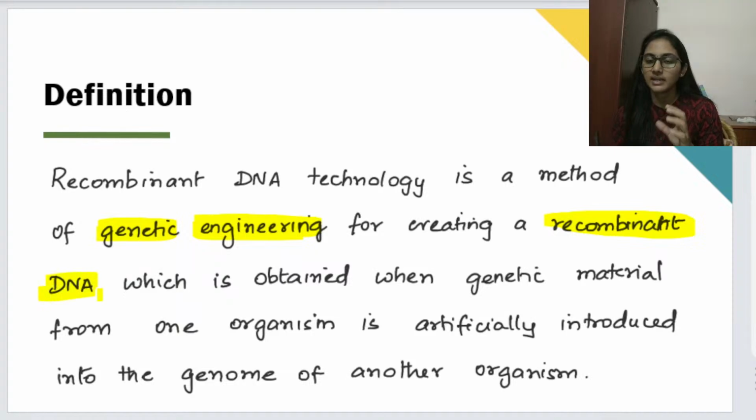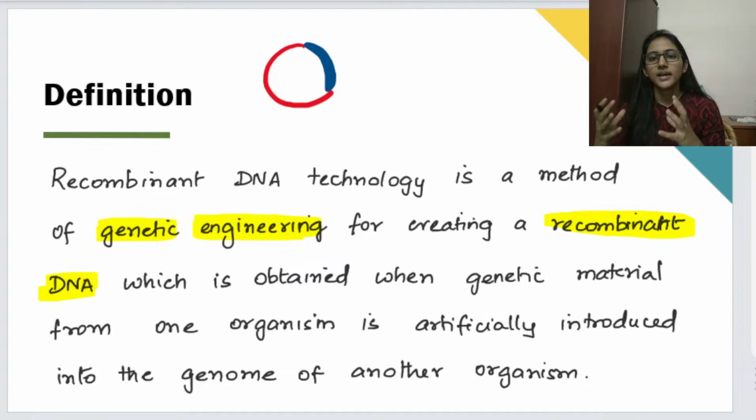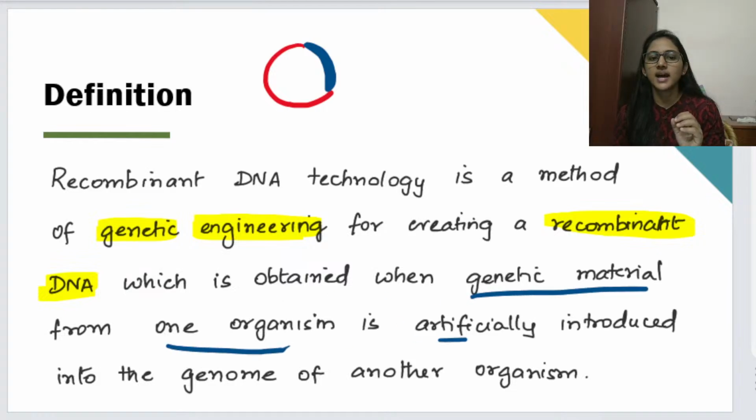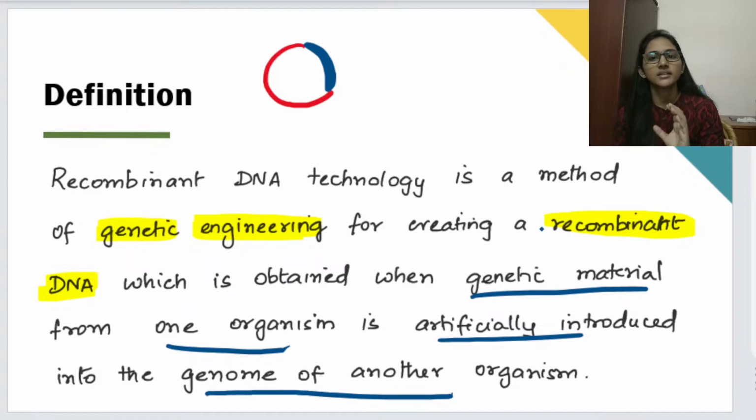So what is a recombinant DNA? Recombinant DNA is where you introduce a gene from one organism into another organism. This is not naturally occurring. You are introducing one gene from one organism into the vector of another organism. By utilizing this, if you are going to amplify your gene of interest, that kind of technique is called recombinant DNA technology. So it is obtained when genetic material from one organism is artificially introduced into the genome of another organism.